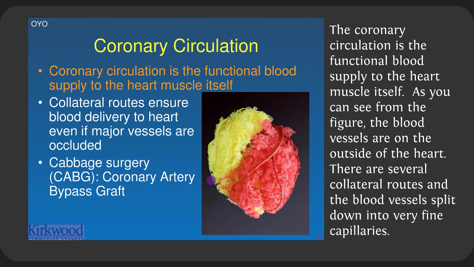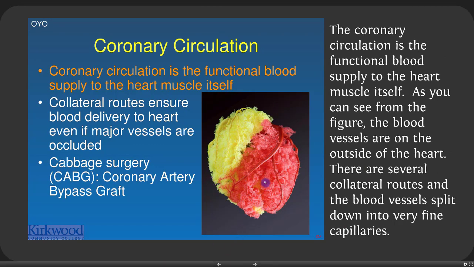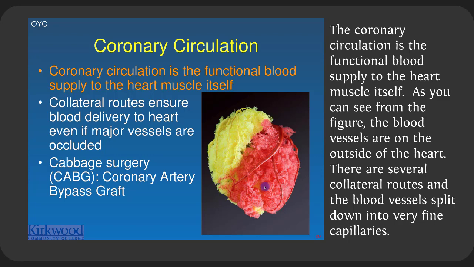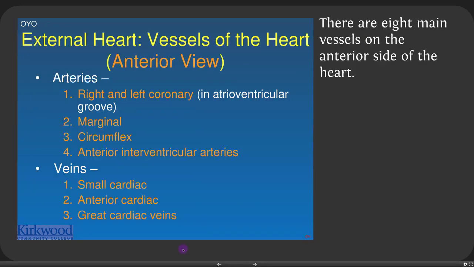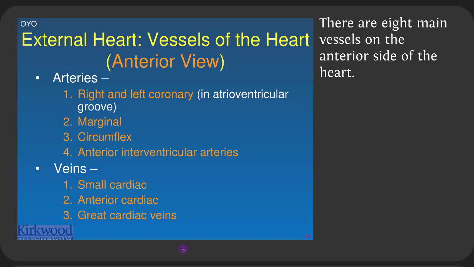Coronary circulation is the functional blood supply to the heart muscle itself. Look how significant it is. As you can see from the figure, the blood vessels are on the outside of the heart. There's several collateral routes, and the blood vessels split down into very, very fine capillaries. There are 8 main vessels on the front of the heart.